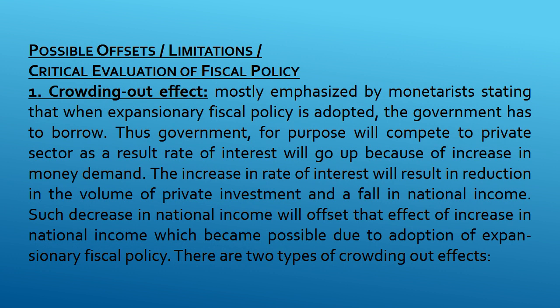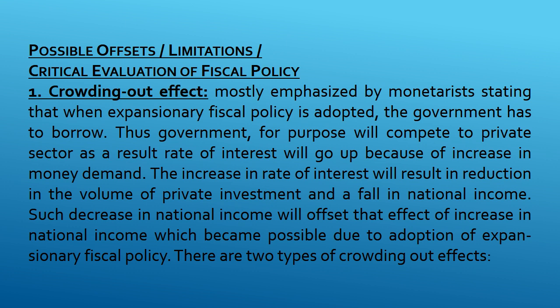1. Crowding out effect, mostly emphasized by monetarists, stating that when expansionary fiscal policy is adopted, the government has to borrow. Thus the government will compete with the private sector. As a result, the rate of interest will go up because of increase in money demand. The increase in the rate of interest will result in a reduction in the volume of private investment and a fall in national income. Such a decrease in national income will offset the effect of the increase in national income which became possible due to adoption of expansionary fiscal policy.